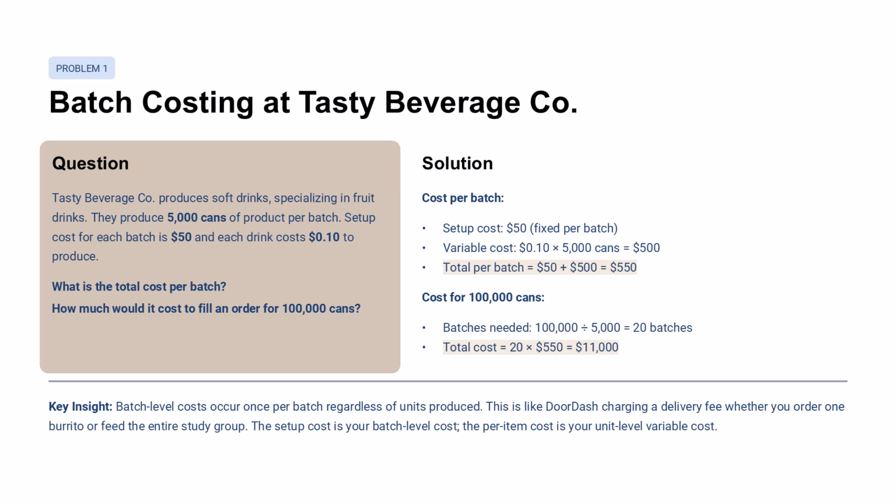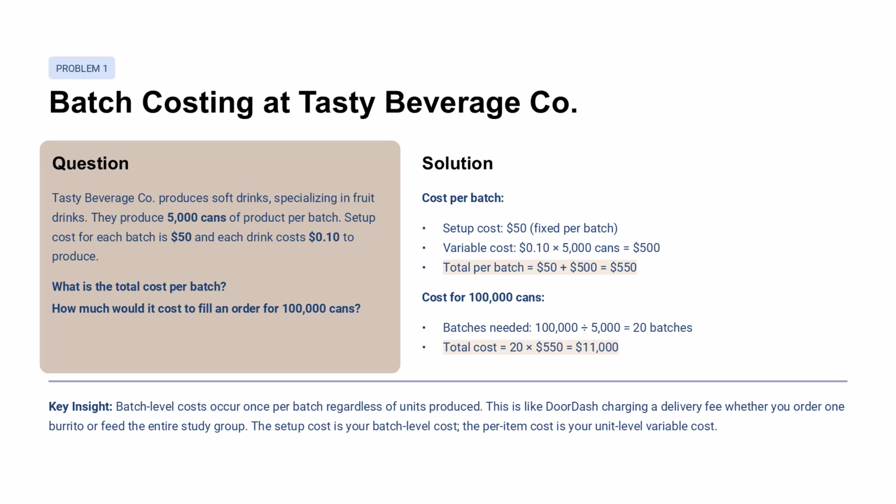Answer: total cost per batch equals $550. Cost for 100,000 cans equals $11,000. Let me break this down with clarity and purpose. The total cost per batch combines 2 fundamentally different types of costs, and understanding this distinction is the entire foundation of activity-based costing. First, we have the $50 setup cost.